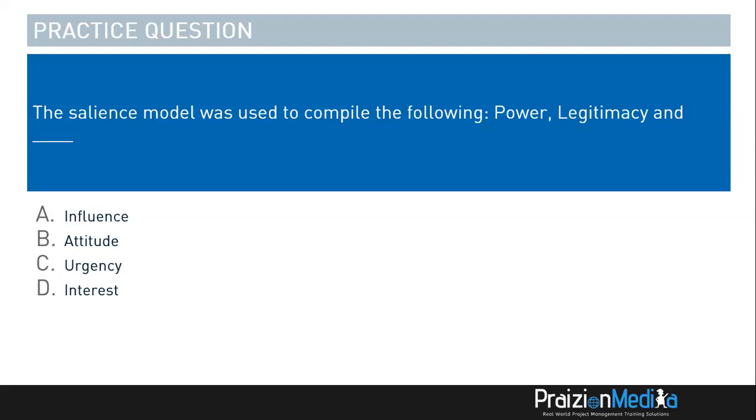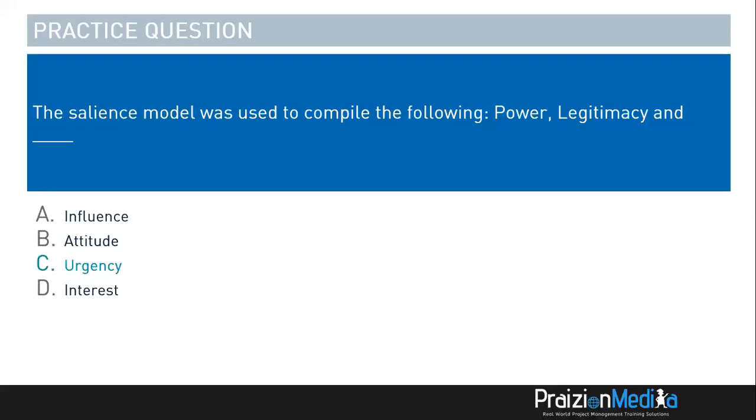Okie doke. 5, 4, 3, 2, and 1. Thank you very much. The answer to this question, my friends, is urgency. That's right. Power, legitimacy, and urgency. Urgency is the third rung that is talked about in this area. Okay. So now we're done with these 5 questions.